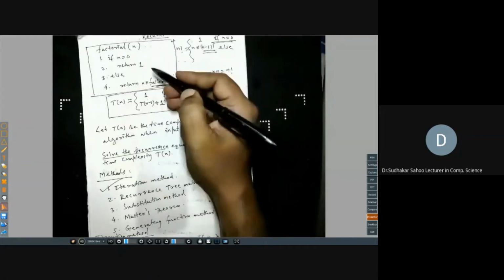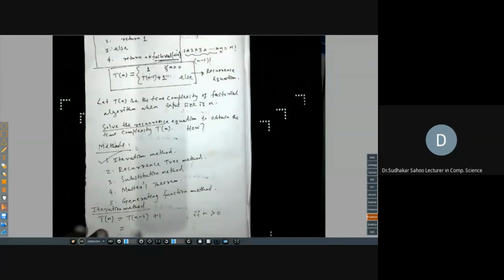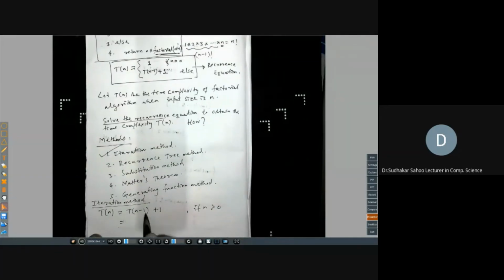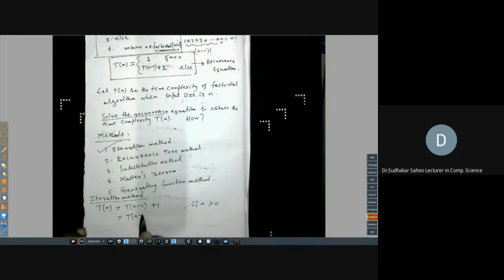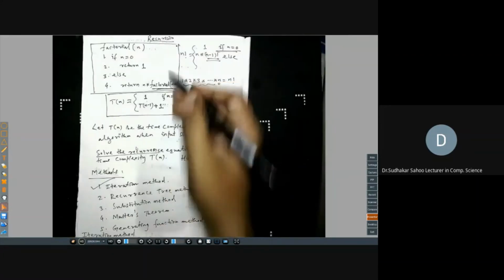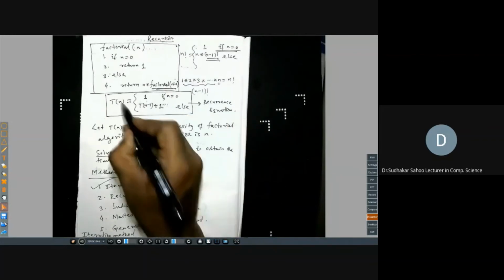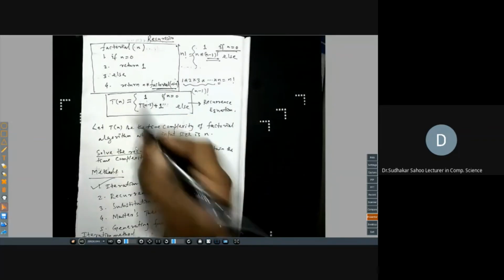So what will be the time? T(n) will be T(n-1) + 1. Again, how to calculate T(n-1)? It means the same algorithm, the same formula: T(n-2) + 1. Again plus 1. I am using the same algorithm, the same recurrence equation. If you are passing n minus 1, it will be n minus 1 minus 1, n minus 2.